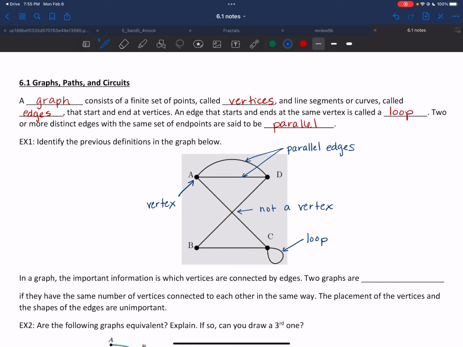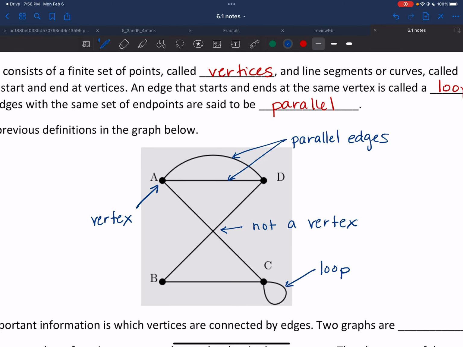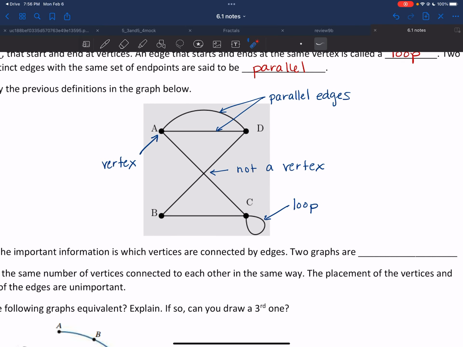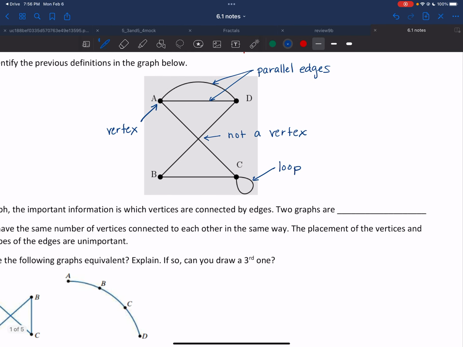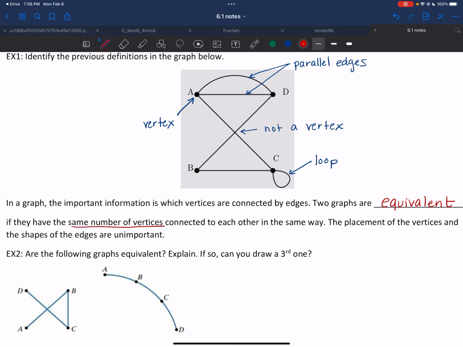When you look at edges, you can call it whichever way. You can call it AD or you can call it DA. It really depends on the makeup of the graph and what direction you're taking your path. Let's take a look at some more information here. In a graph, the important information is which vertices are connected by edges. Two graphs are equivalent, not equal, but essentially have the same information, if they have the same number of vertices connected to each other in the same way.